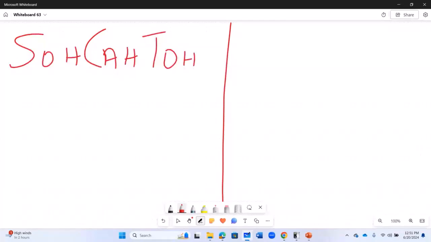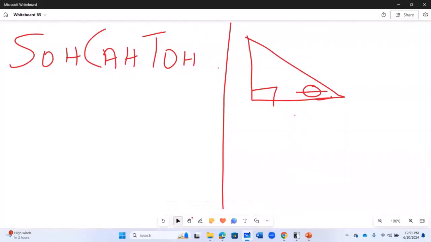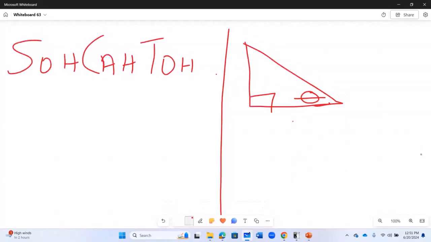SOHCAHTOA. And they all connect to right triangles. Forgive my crooked right triangle. And let's call this angle theta. And you see, this is opposite to theta, adjacent to theta, and hypotenuse. So let me just write opposite to theta.